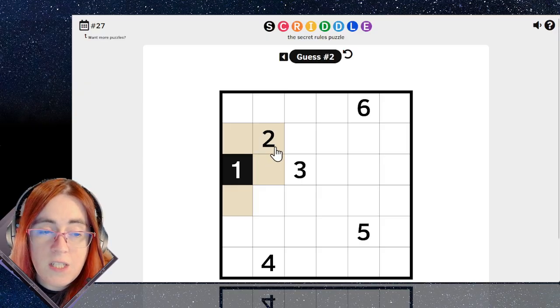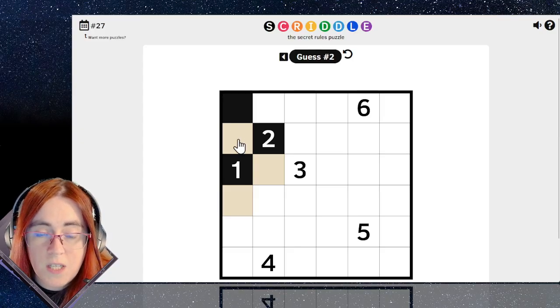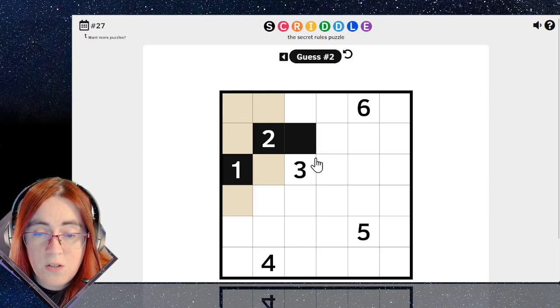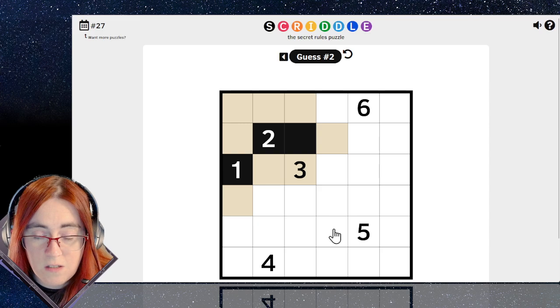The 2 here must be shaded, because if it's unshaded then it makes it a region of 3 or more. So one of these 2 must be shaded. What else can we say here? This one can't be shaded because then this would be rectangular. And this one can't be shaded again because that would make that rectangular. So that means that the 2 has to extend to here, and all of these have to be not shaded.